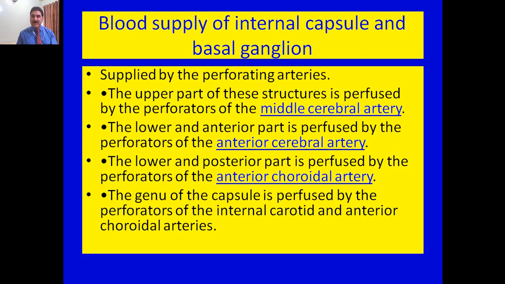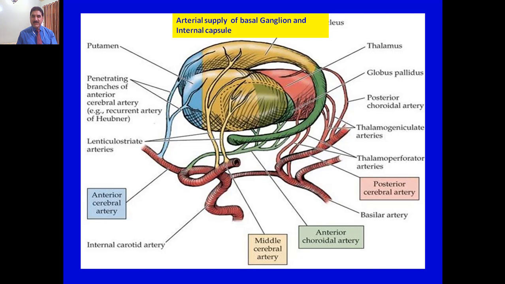Blood supply of the internal capsule and basal ganglia. They are supplied by perforating arteries. The upper part of these structures is perfused by perforators of the middle cerebral artery. The lower and anterior part is perfused by perforators of the anterior cerebral artery. The lower and posterior part is perfused by perforators of the anterior choroidal artery. The genu of the capsule is perfused by perforators of the internal carotid and anterior choroidal arteries.